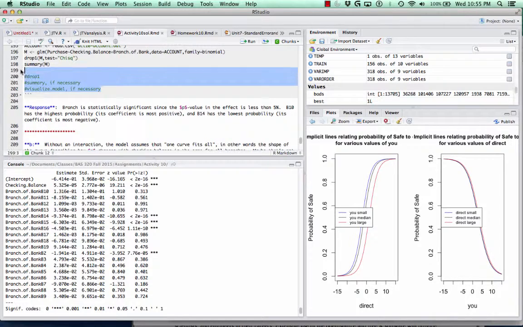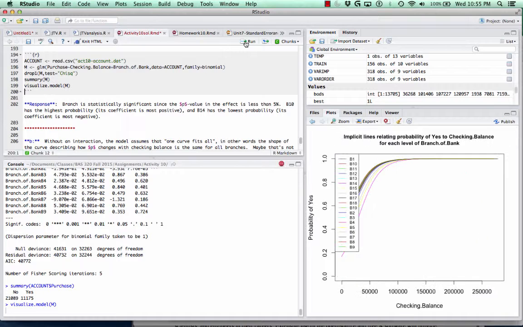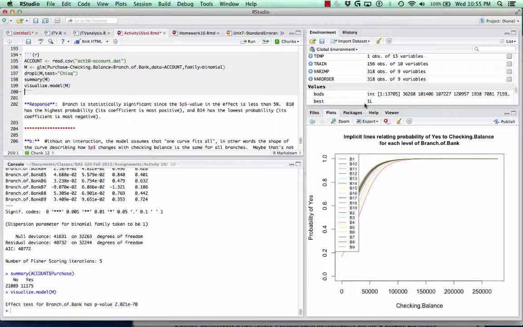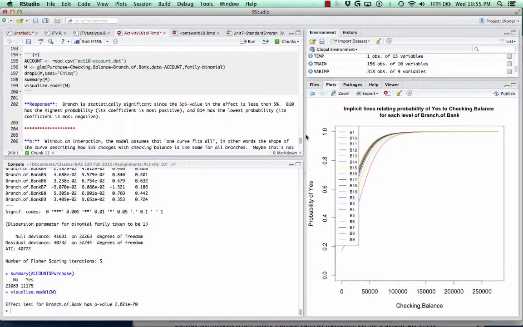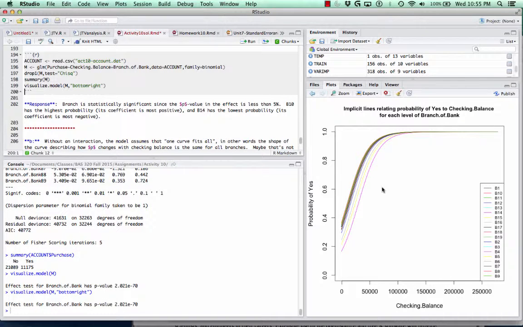Okay, well, we can visualize the model to actually see all the implicit logistic regression equations. It's not going to be too useful because there are so many different branches of bank. It's going to be hard to determine what color is what. I'm going to move that legend to the bottom right here just to see this curve a little bit better. But this magenta looking curve looks to be the very lowest, and that seems reasonable. That could be the color of B14, which is what I predicted. The color looks a lot like B4, so it's kind of hard to tell the difference.